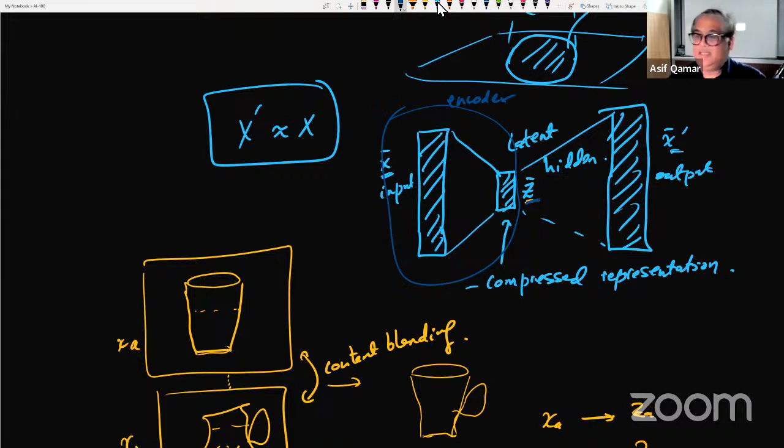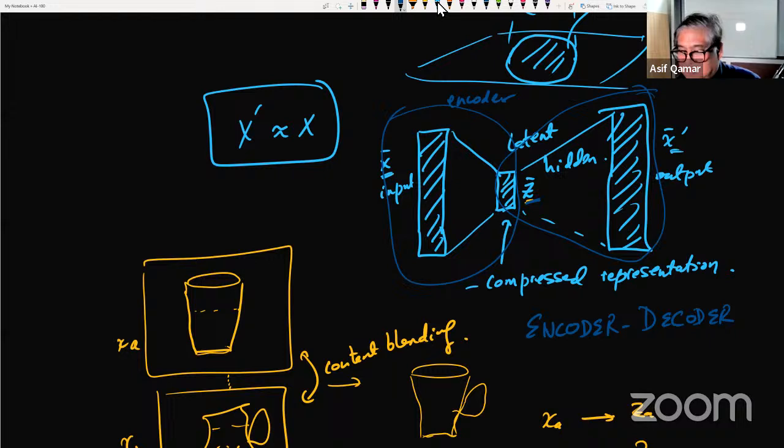And this part is the decoder because it decodes it back into an output. These are encoder-decoder architectures. Now, how will we do this? How will we train a machine to do it? So here's a game we can play.